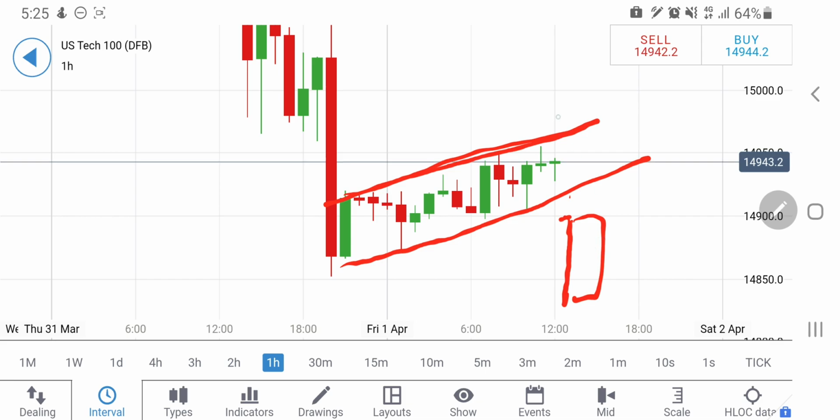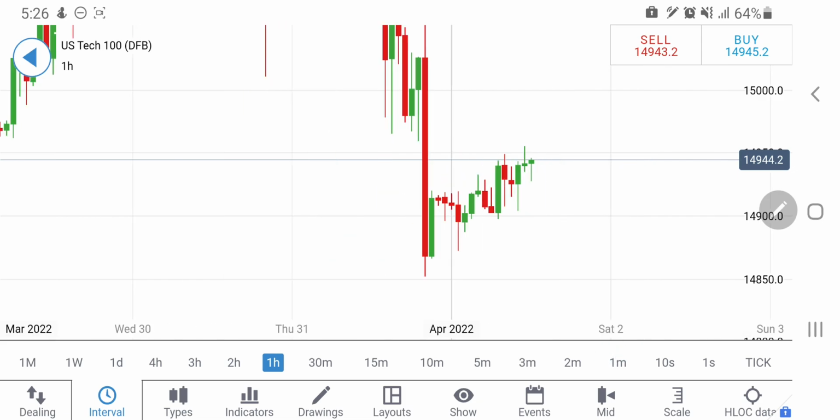Right now it is trading in this upward trending channel. At the same time, if you see it trading above 14,960, one can expect that it might take it towards 15,000 plus levels. Again, 15,020 can be achieved. So beyond 15,020, sky is the limit. It can trade on the upside.